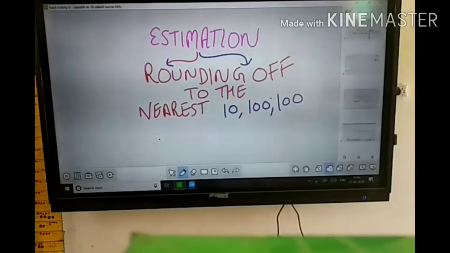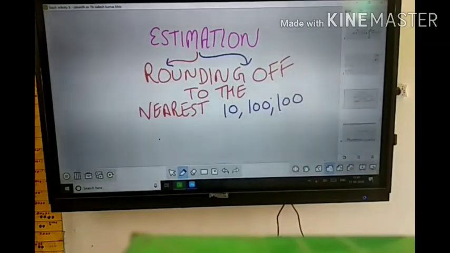Dear student, in this video we are going to learn the topic estimation. What is estimation? Estimation is just to make a guess. When we don't know exactly something, we make a guess for our convenience. So let us see its application in mathematics and with respect to the numbers or the numerals in mathematics.